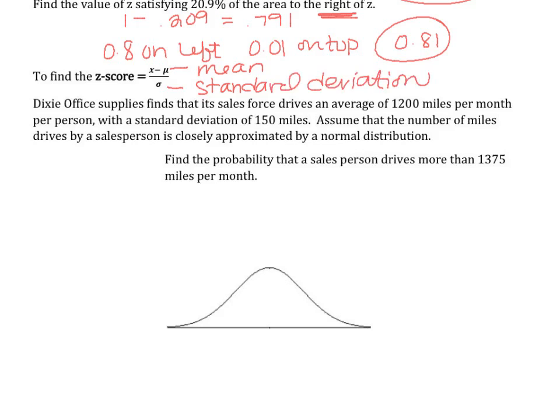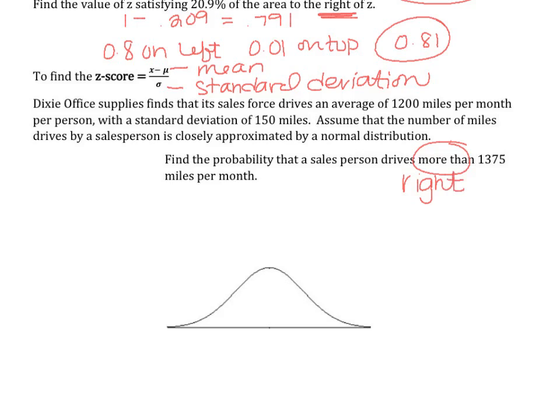So Dixie Office Supplies finds that its sales force drives an average of 1,200 miles per month per person with a standard deviation of 150 miles. Assume that the number of miles driven by a salesperson is closely approximated by the normal distribution. Find the probability that a salesperson drives more than... So if we want more than, we're thinking to the right.